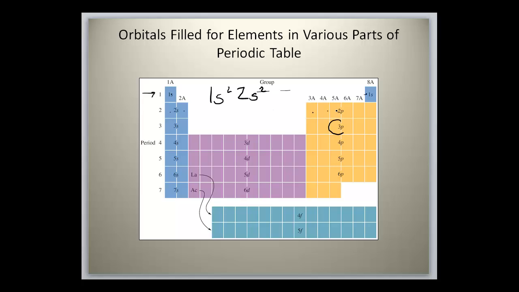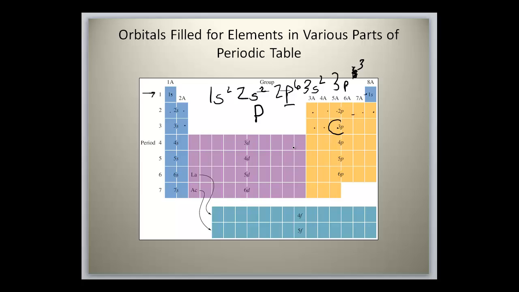The P block, 1, 2, 3, 4, 5, 6. So second energy level, P block, 6. Third energy level, we have to go through its S block, 2 of them. And then the third energy level, P block, 1, 2, 3, to get to where phosphorus would be. So what we would say is that phosphorus has 2 electrons in the first energy level in an s orbital, 2 electrons in an s orbital in the second energy level, 6 electrons in the second energy level in a p orbital, 2 in the third energy level in an s orbital, and the last 3 electrons in the p orbital of the third energy level.